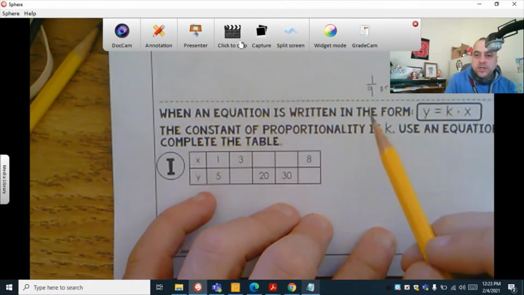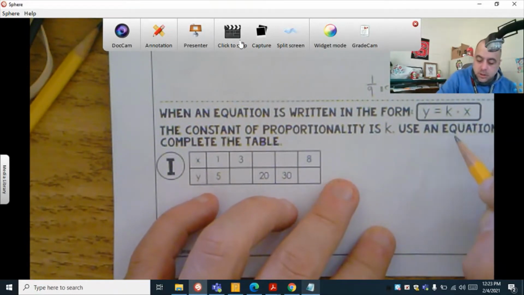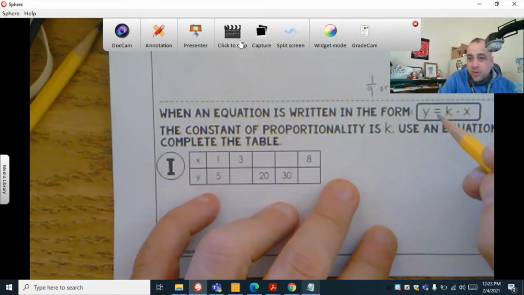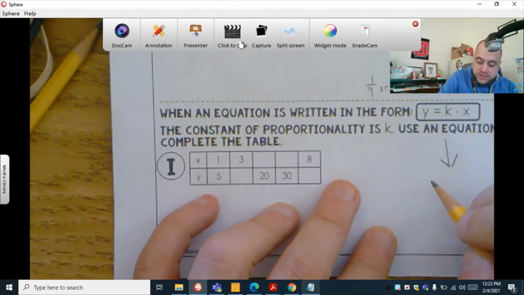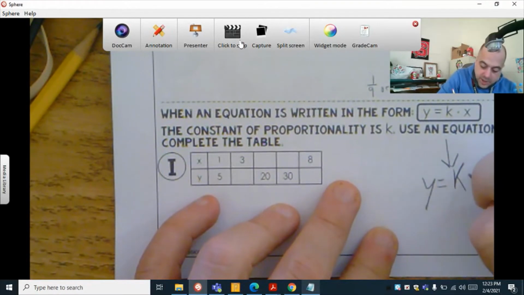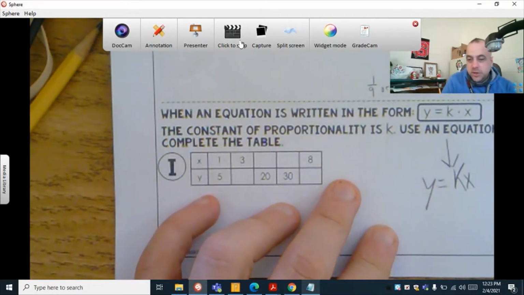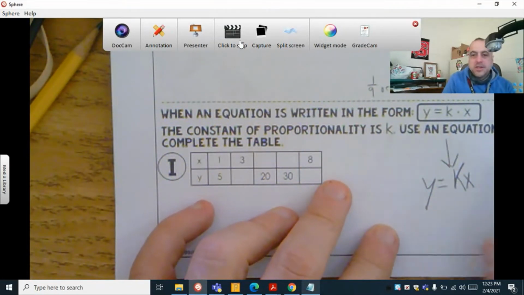Write an equation in the form y equals k times x. You'll never see it written like y equals k times x. You'll always see it written like this: y equals kx, with them smushed right next to each other. It means the same thing. When they're smushed together like that, it means you're multiplying them. Okay? The constant of proportionality is k. There's k. Whatever that number ends up being, that's our answer.